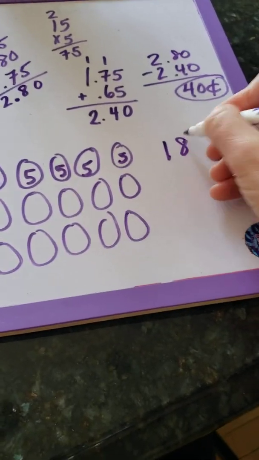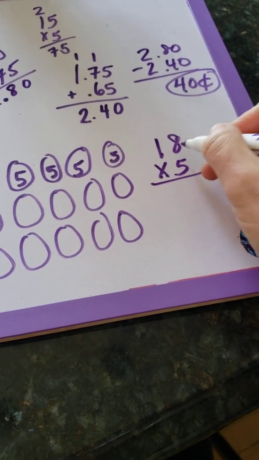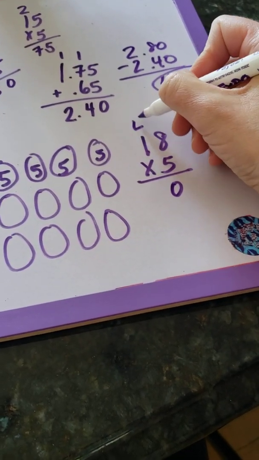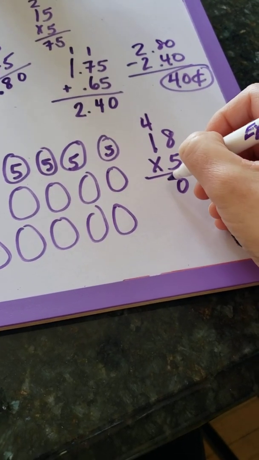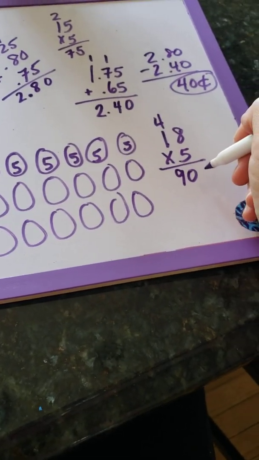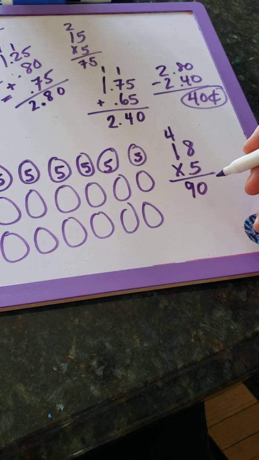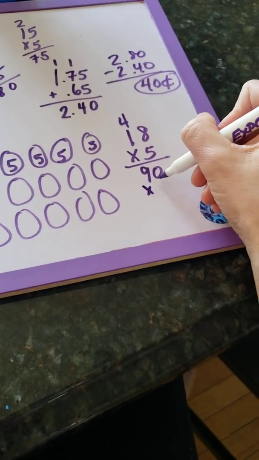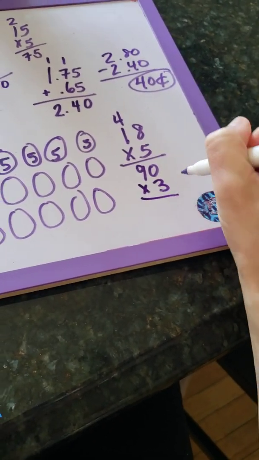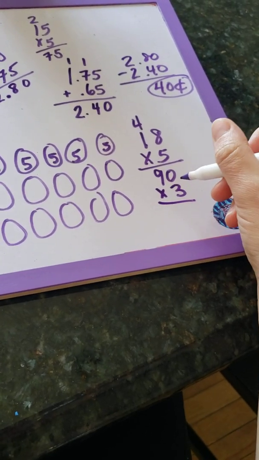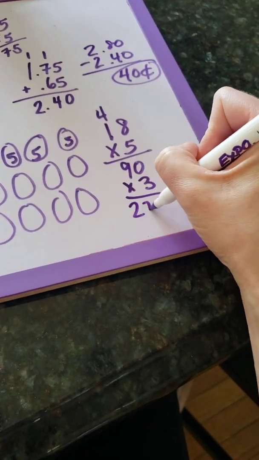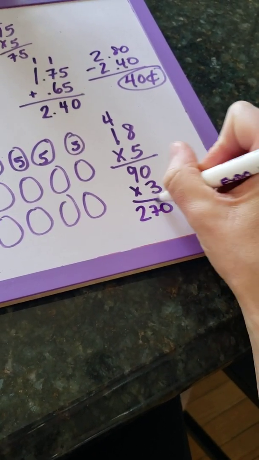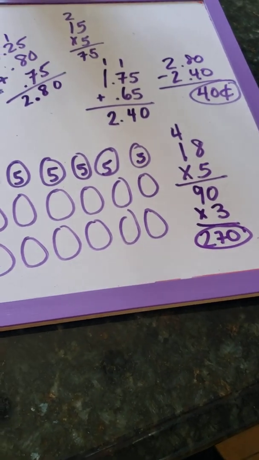Or I could say 18 times 5. 5 times 8 is 40. Carry the 4. 5 times 1 is 5. 5 plus 4 is 9. So that means there are 90 kids in the cafeteria. The problem says each student has 3 cookies in their lunch. So I'm going to go 90 times 3, and that's going to tell me how many cookies are in the cafeteria at lunch at all these tables. 3 times 9 is 27, and I'm going to add on my 0. So 270 cookies are in the cafeteria.